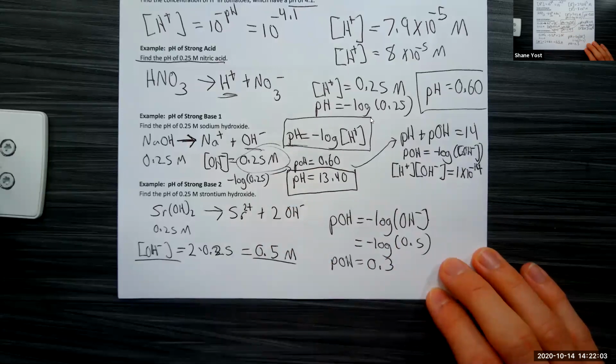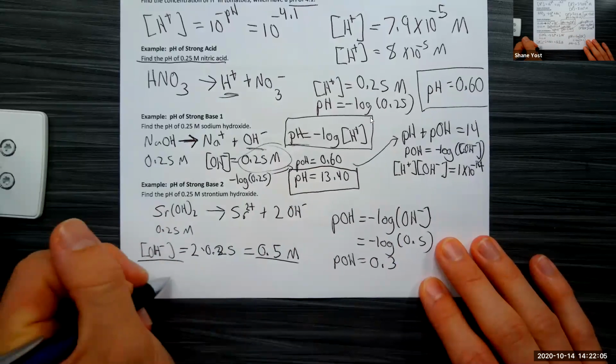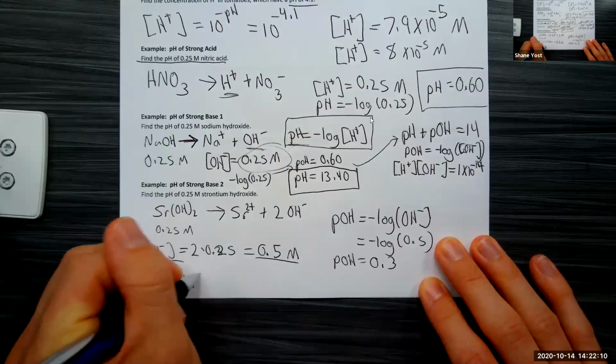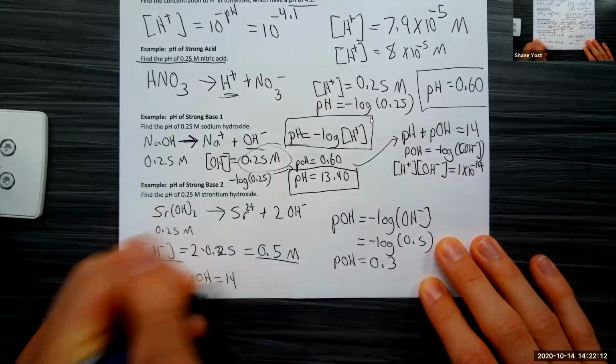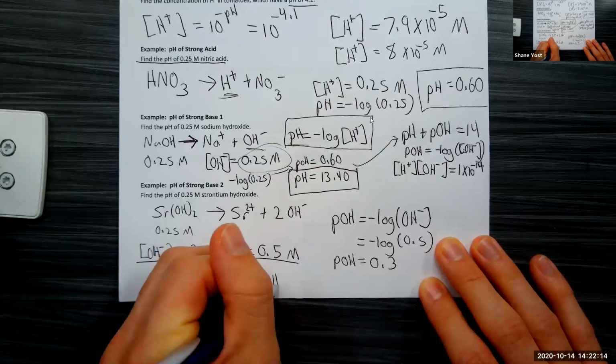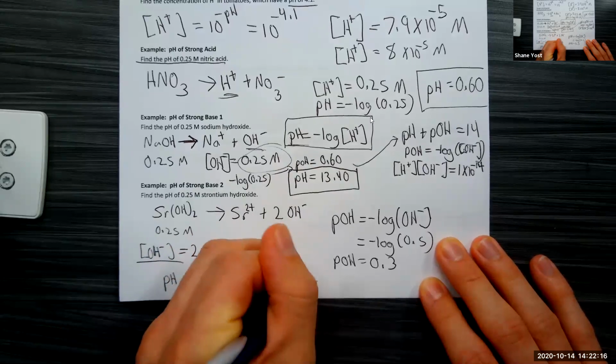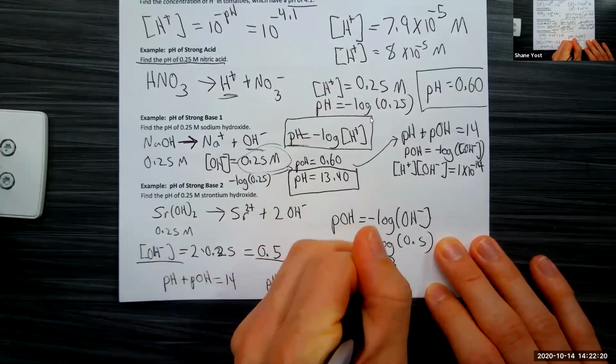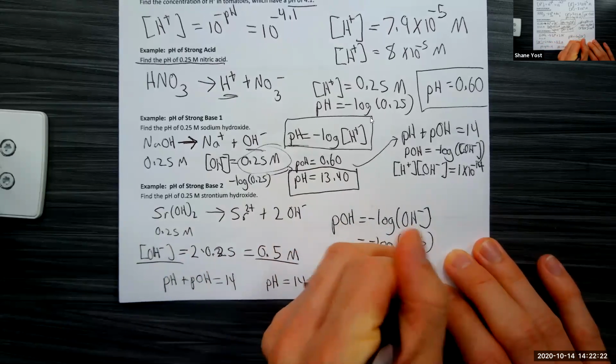And then to find the pH, I have pH plus pOH equals 14. So that means pH equals 14 minus the pOH, which is 0.3. So my pH is equal to 13.7.